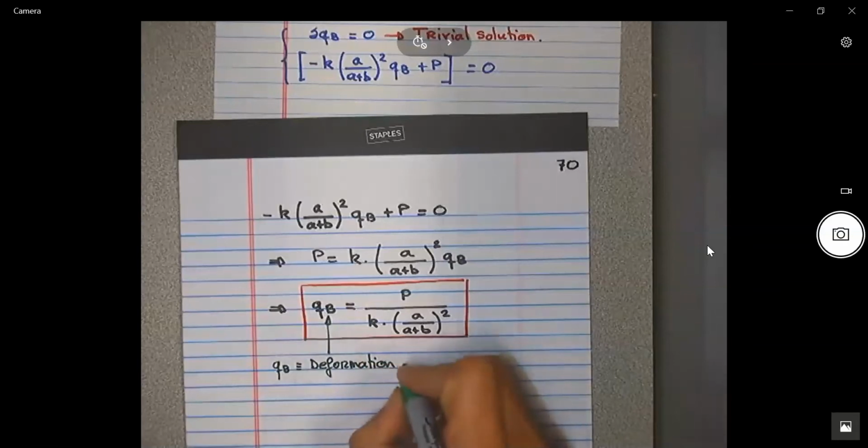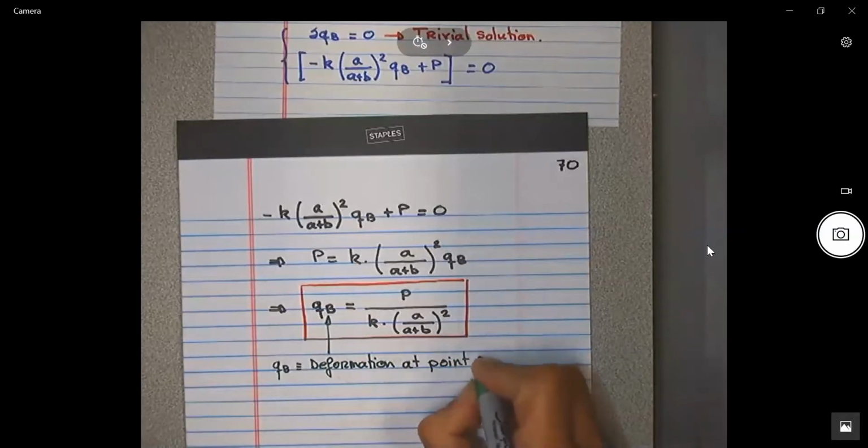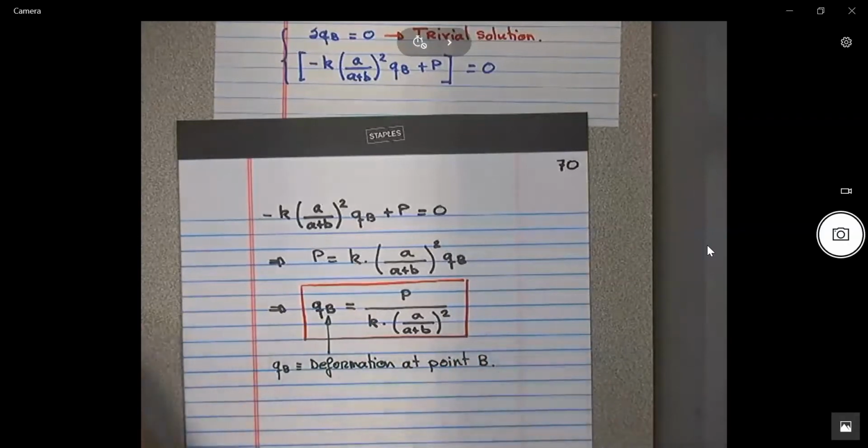Where Q sub B is the deformation at point B.